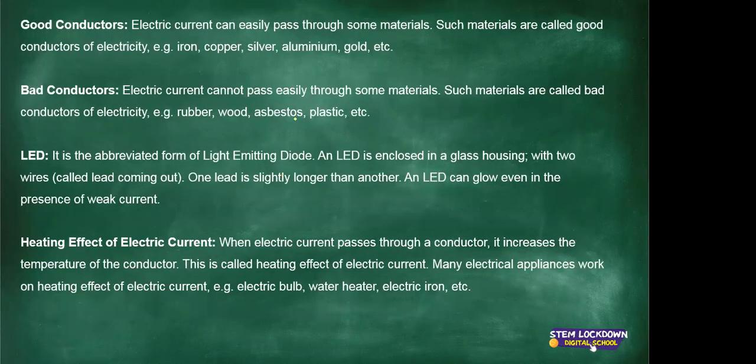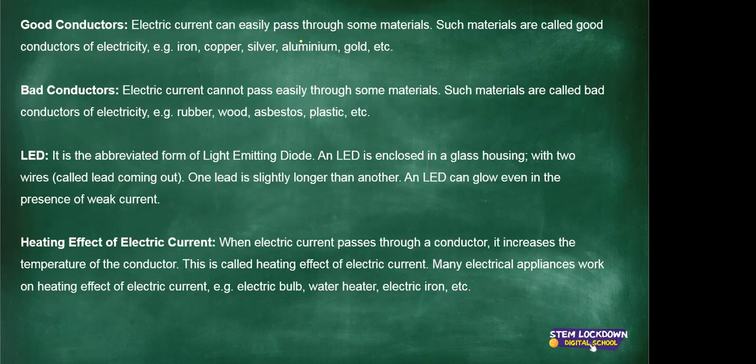So I'm going to discuss good conductors, bad conductors, LED, and the heating effect of an electric current. Good conductors are materials that electric current can easily pass through, like iron, copper, silver, aluminium, and gold. Electric currents can pass through them very easily.